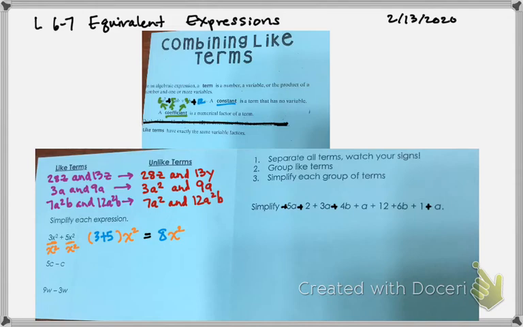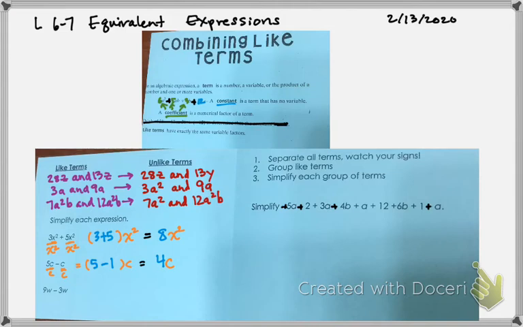Okay, let's try another one. What do we see that they have that's the same? In the second one, they have a c in common. See there? So what I'm going to do is factor out the c. What is that going to give me? Well, 5c divided by c is going to give me 5. And c divided by c, well, anything divided by itself equals 1. So I have 5 minus 1. And then I do the math I can do, and 5 take away 1 is 4. And I end up with 4c.